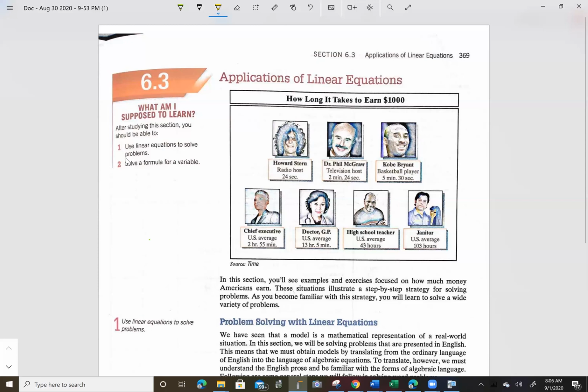So what am I supposed to learn today? What are the objectives? We are using linear equations to solve problems, okay? And we are solving a formula for a variable. So instead of finding a number and substituting in a number, we're just kind of rearranging an equation there. Okay, so how is this book starting us out?